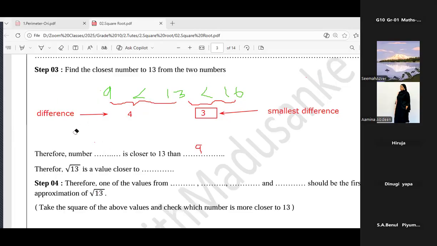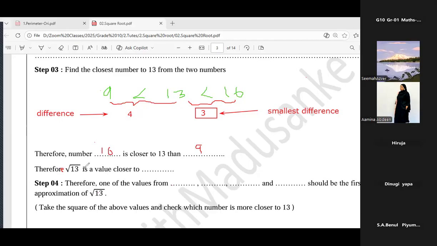So the thing that you need to understand here is, in step number 3, you are going to find which number is closest. Get the difference, then figure out which number is the closest one. So here it should be 16. 16 is closer to 13 than 9. So then, therefore, it should be E.